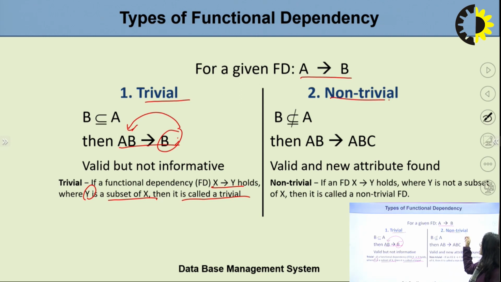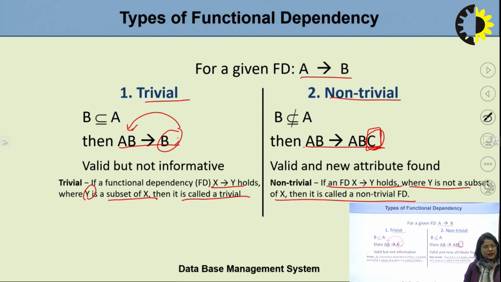Whereas, when we can see this non-trivial dependency, what do you mean by non-trivial functional dependency? If a functional dependency X tends to Y holds where Y is not a subset of X, then it is called a non-trivial functional dependency. Here we can see that AB tends to ABC. So it is a valid functional dependency, and we are finding a new attribute here. Through AB, we can find out ABC, right? So we are finding out new information here.